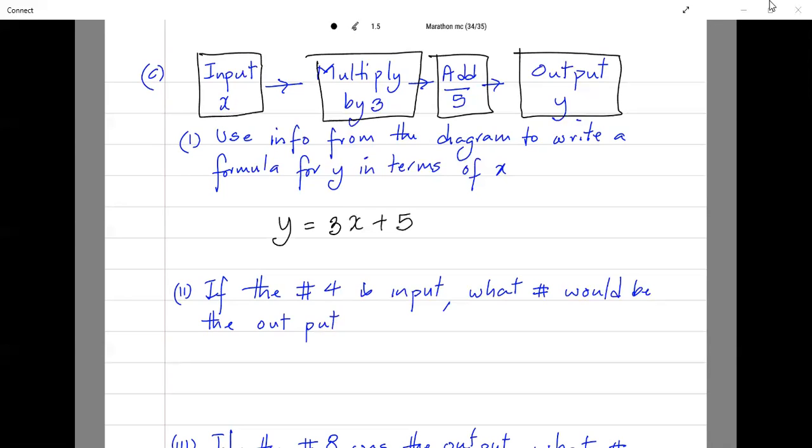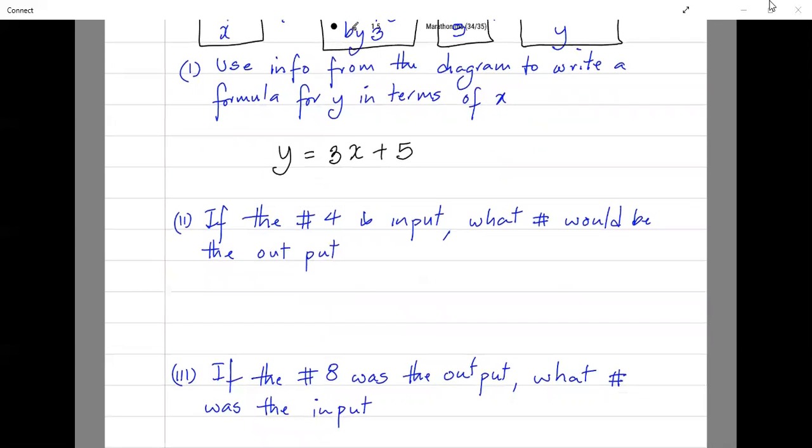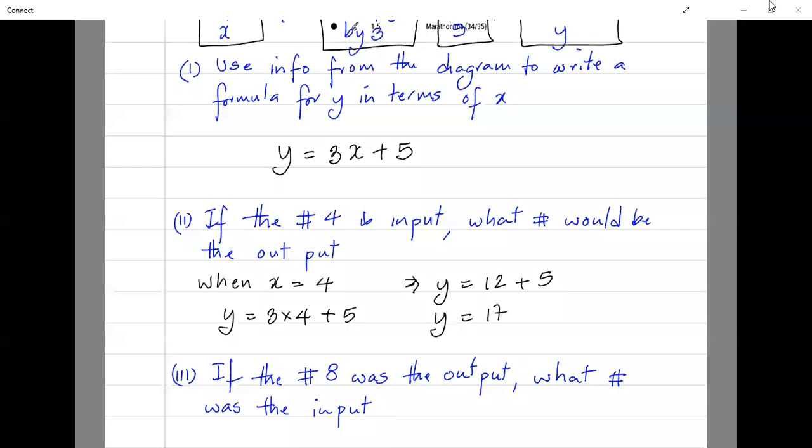So next we're asked if the number 4 is input, what would be the output? Well, the input is x, so I can say when x is equal to 4, y would be equal to 3 times 4 plus 5. So therefore, y is equal to 12 plus 5. y would be equal to 17. So when the input x is 4, y is 17.